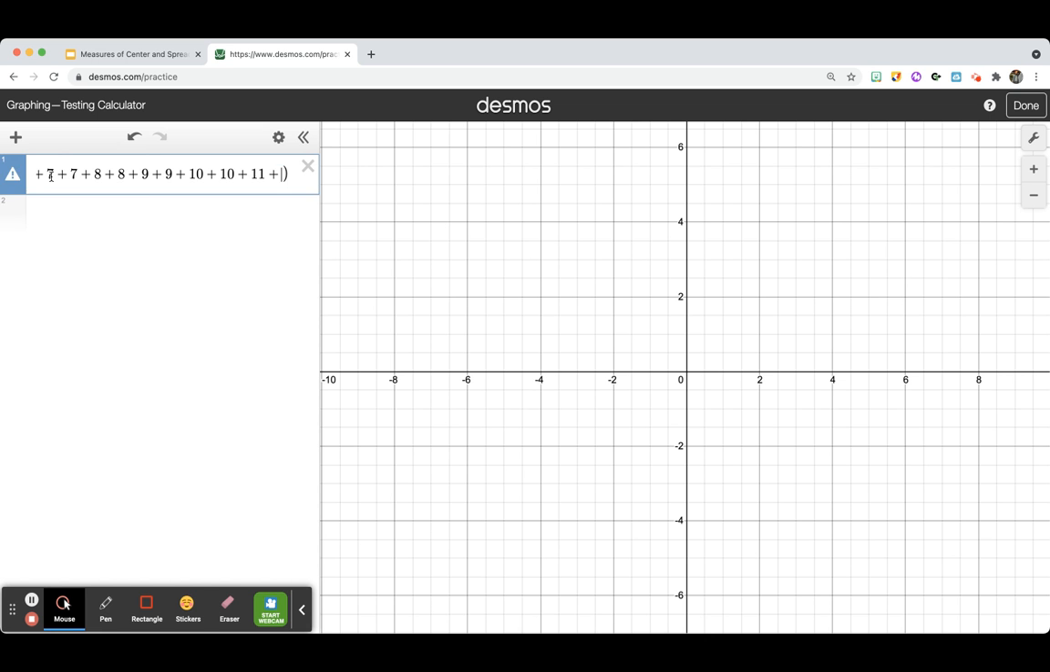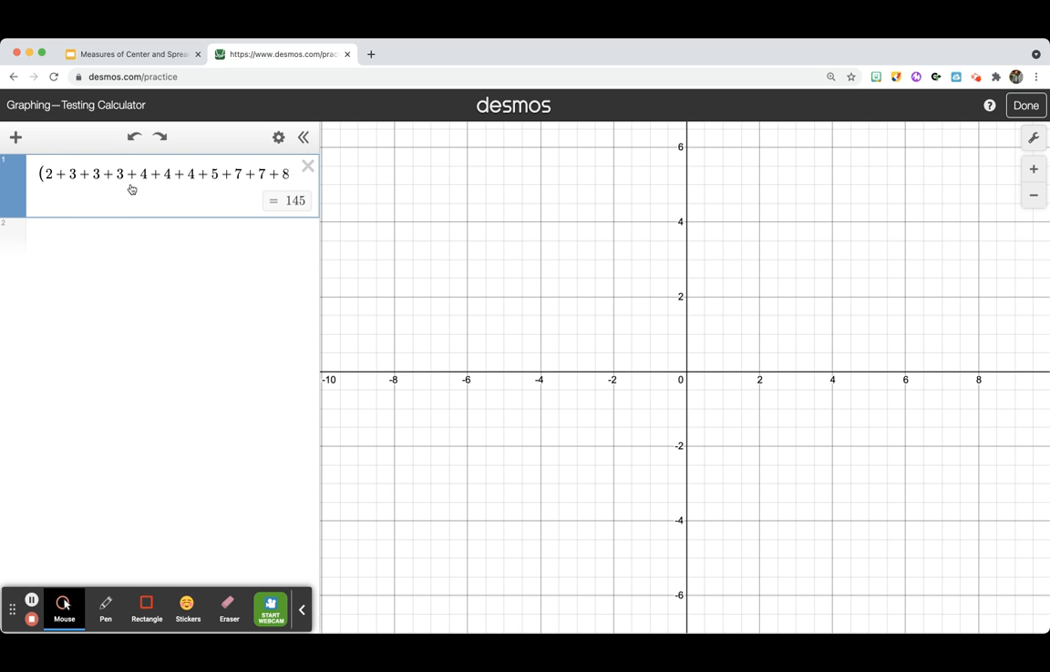11, 2 12s, and then a 14. Okay, and then we're taking all of that, and then we need to divide it by the number that there are. And then, okay. I was like, no.